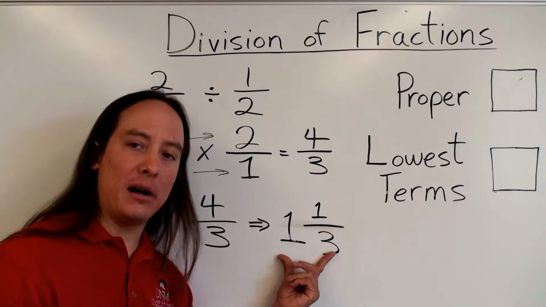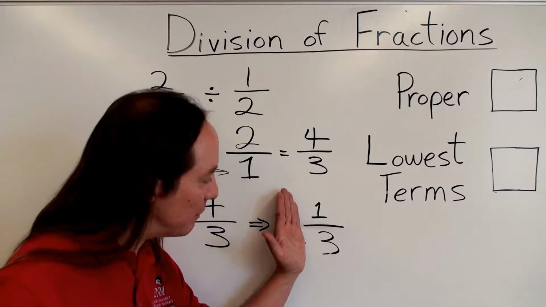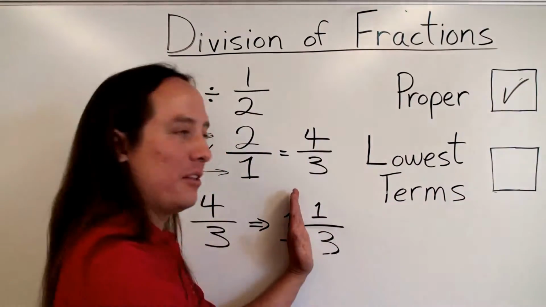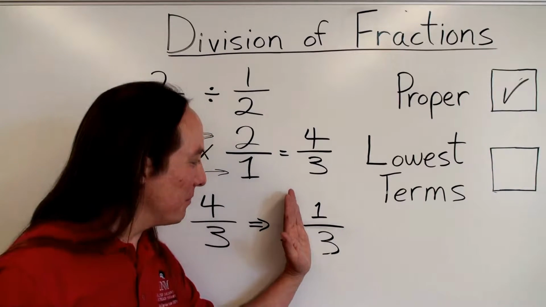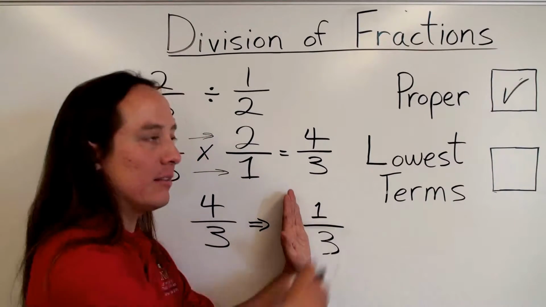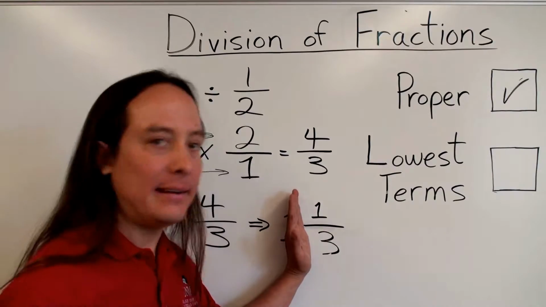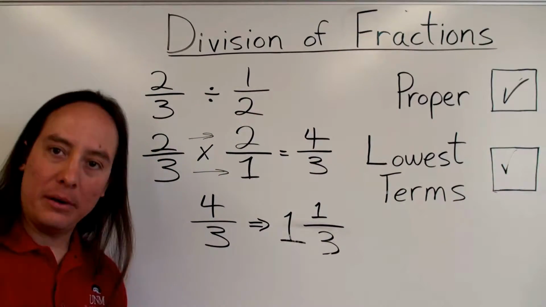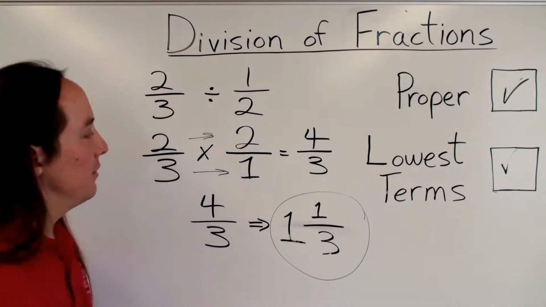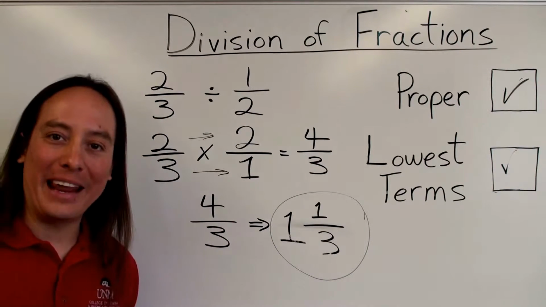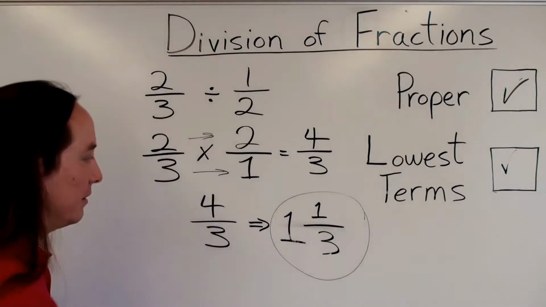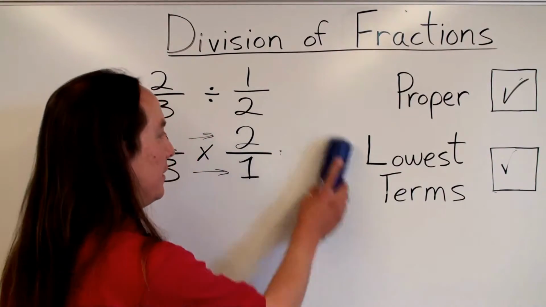This is a mixed number. I have 1 and 1/3, but I'm still looking at my fraction. 1/3 is now proper, because 1 is smaller than 3, right? The top one's smaller than the bottom one. And is 1/3 in its lowest terms? Yes, it can't be reduced anymore. So there we go. That mixed number would be our final answer for 2/3 divided by 1/2. Okay? But we're going to do a couple more, so just hang on. Let's get a little bit more practice here.